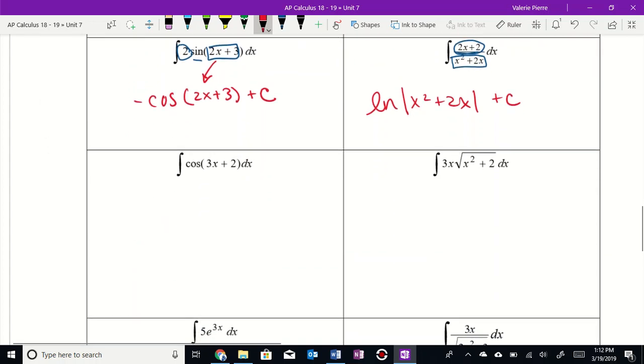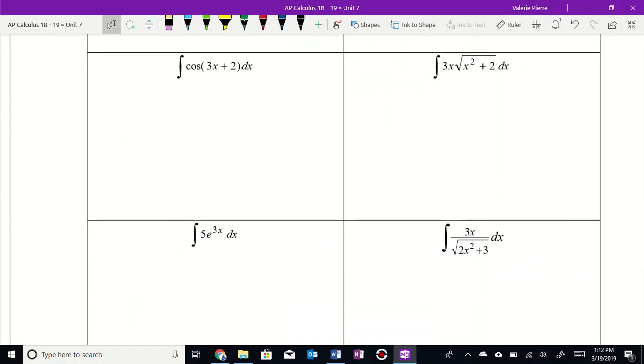So now we're going to look at problems where the license to integrate is not obviously in the problem. Okay, so here we have the antiderivative of cosine 3x plus 2 dx. So our inner function is 3x plus 2. And the derivative of 3x plus 2 is 3. That is not explicitly in our function. So what we're going to do, because the derivative is just a constant 3, we can actually just multiply by 3.